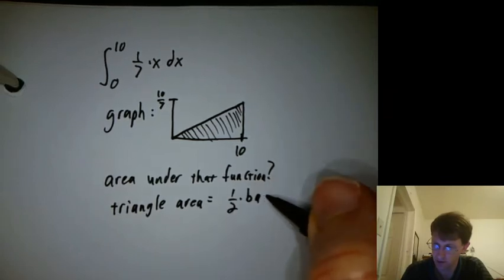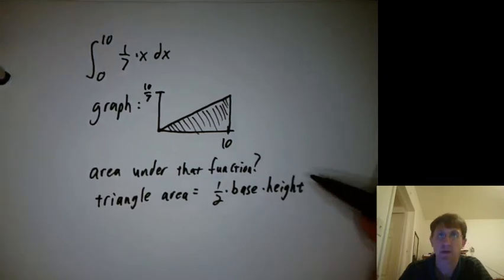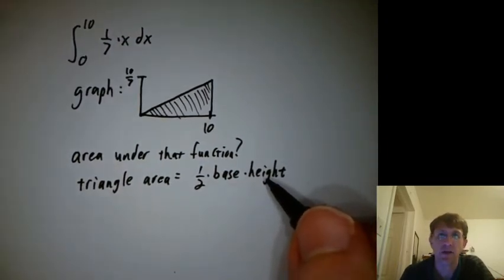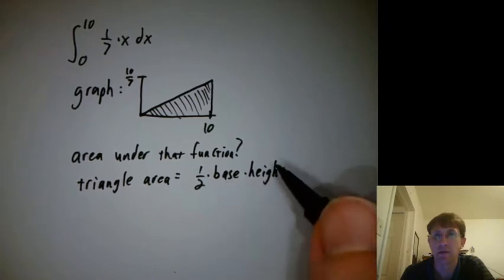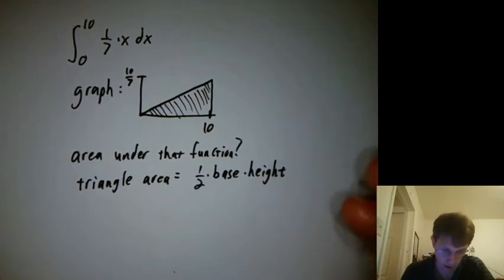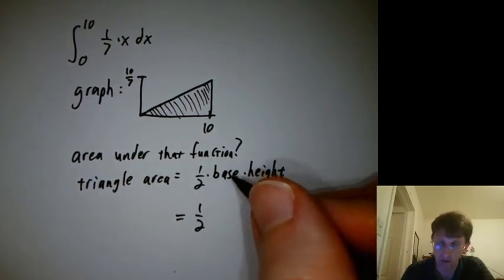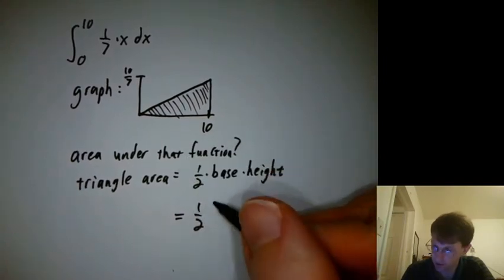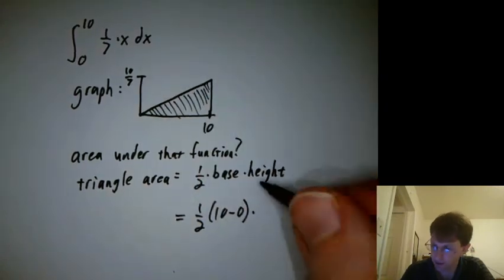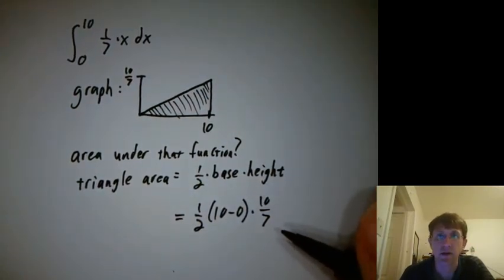1/2 times the base times the height. Multiplication order doesn't usually matter anyway, but what we've been really writing it more as is height times base, because dx or dt we think of as left to right. Either way is fine. So what's the base of that triangle? It's 10 minus 0. What's the height of that triangle? 10/7. The exact arithmetic isn't important here.